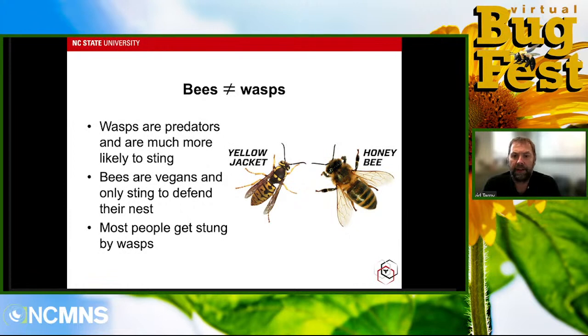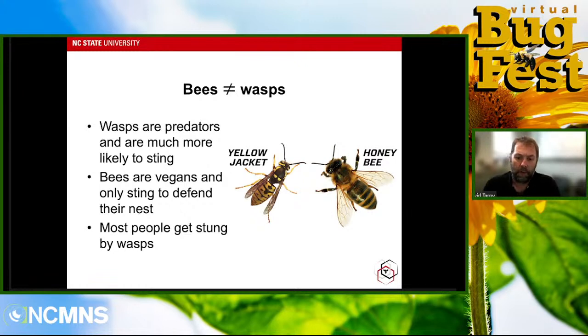Bees, on the other hand, are vegans. They only get their meat, their protein sources are pollen. And so they're only getting their food from flowers, from plants. And so they really are much less likely to sting. They're only going to sting in defense of their nest. And so most people who get stung by insects, 80% of them are yellow jackets or other wasp species.